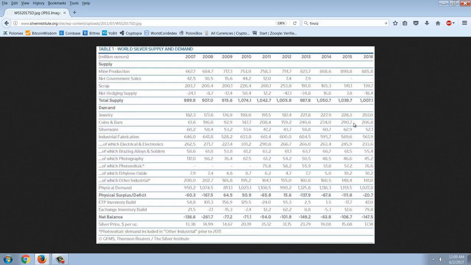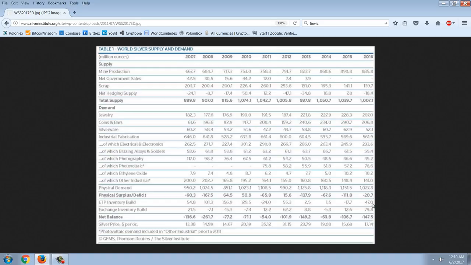A big drop from 290 million ounces of investment in coins and bars in 2015, and then last year dropped down to 206. Silverware also dropped, not a big drop, but pretty low number coming in there. And industrial fabrication is at the lower end of things, but these numbers are pretty steady. It's lower than all of these years back to 2010, but it's higher than just this 1 year in 2009. So even industrial fabrication, the number is dropping on the demand side. And then of course it's broken down into the various categories, and that brings us to the physical demand, which comes in at 1027, and that gives us a supply deficit of negative 20.